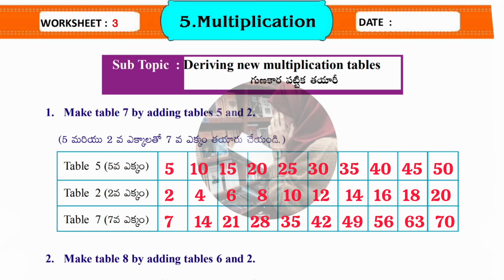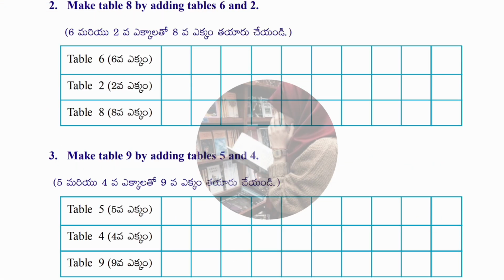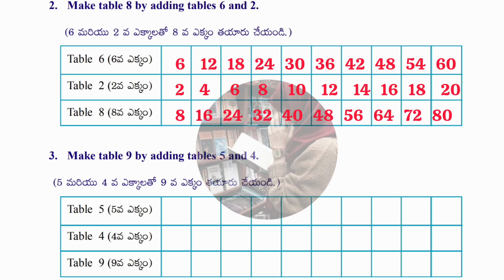Okay, let's move on to the second one, which is: make table 8 by adding table 6 and table 2. Same as the above. So here we have to make the table 8 by adding table 6 and table 2. Let's see. First one, table 6. 6 1s 6, 6 2s 12, 6 3s 18, 6 4s 24, 6 5s 30, 6 6s 36, 6 7s 42, 6 8s 48, 6 9s 54, 6 10s 60.